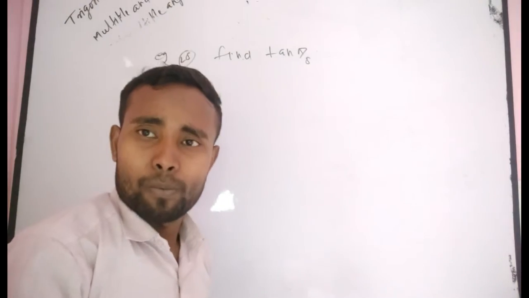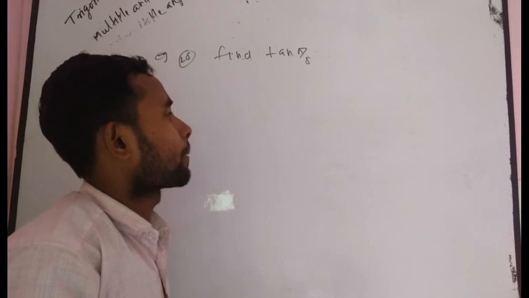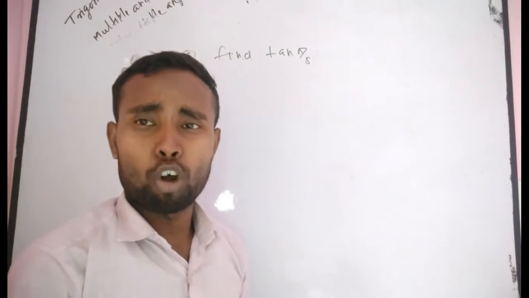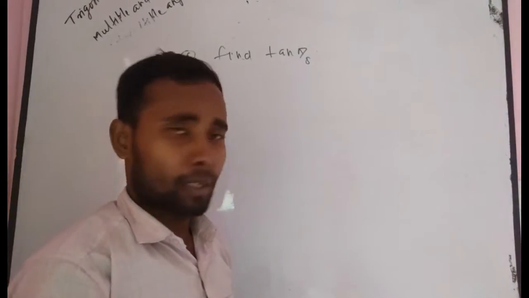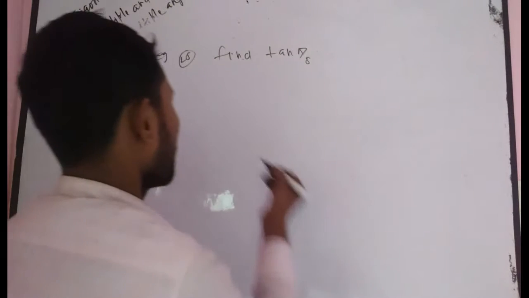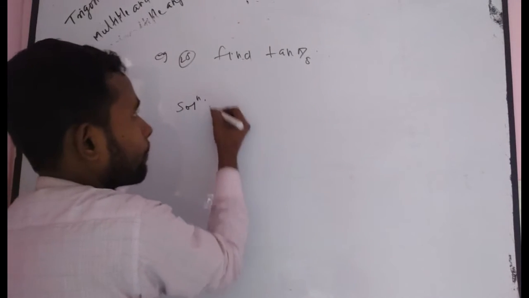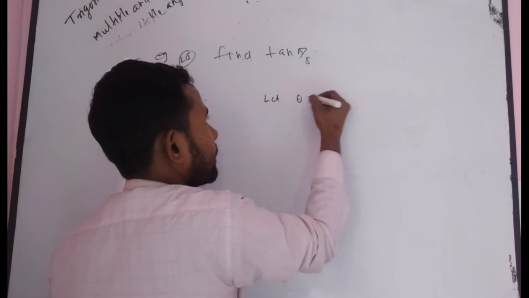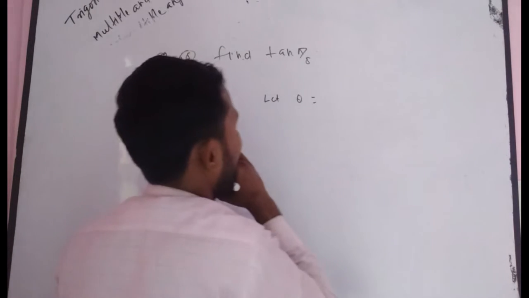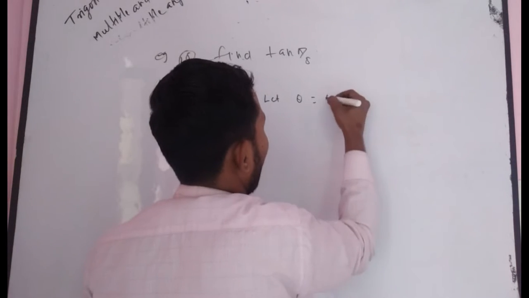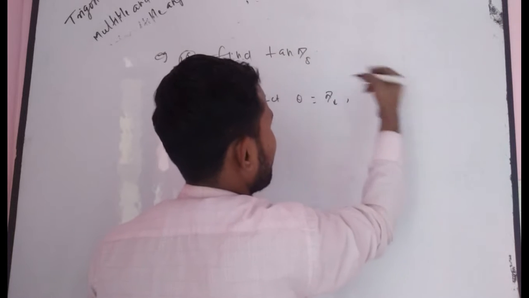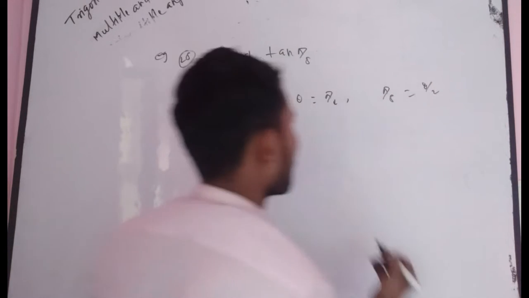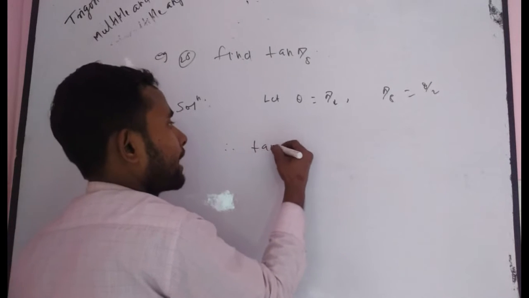There are two ways. First of all, if you know the value of sin pi by 8 and cos pi by 8, you can solve it. But I think you don't know the value of tan pi by 8 and cot pi by 8. So I want to tell you another way. Let theta be equal to pi by 4. Then pi by 8 is equal to theta by 2.